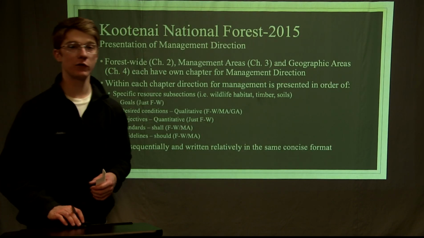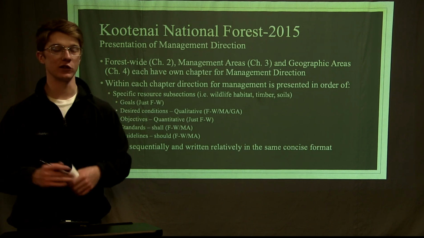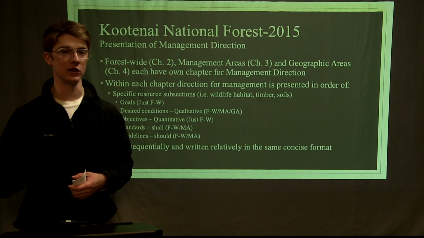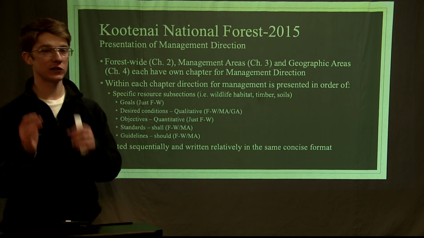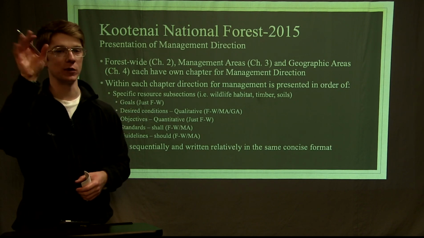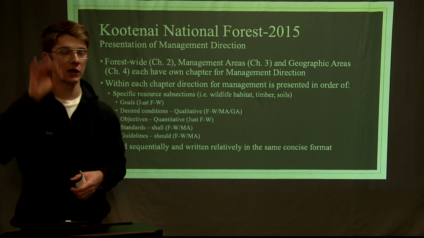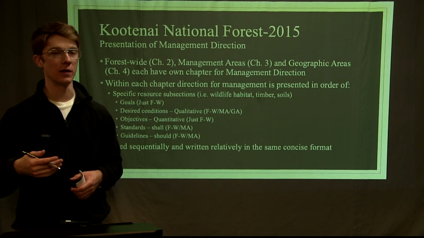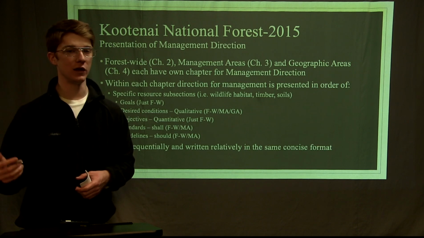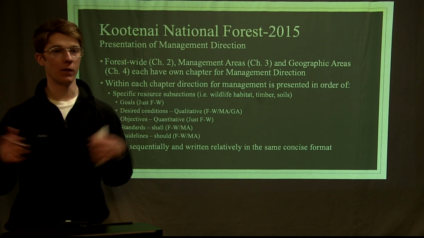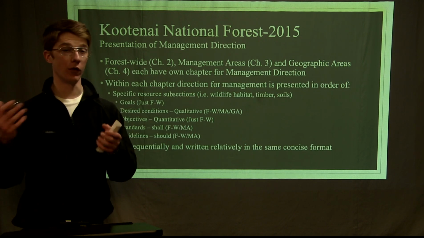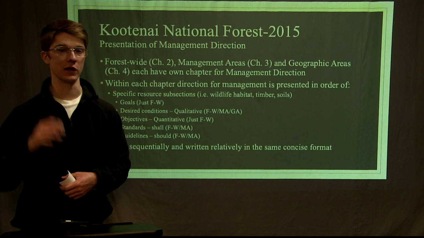With the Kootenai National Forest Plan, the management direction is broken into three chapters: the forest-wide, management areas, and then the geographic areas. Sticking with the forest-wide, within that chapter you have a description of the forest, and then it's broken into separate sections for each multiple-use resource type. That'll be recreation, range, timber, wildlife habitat, etc. All those multiple-use resources found throughout the forest will have their own section.